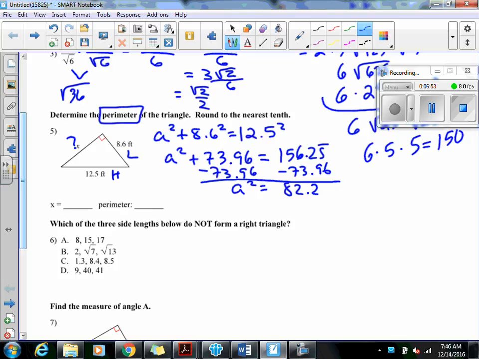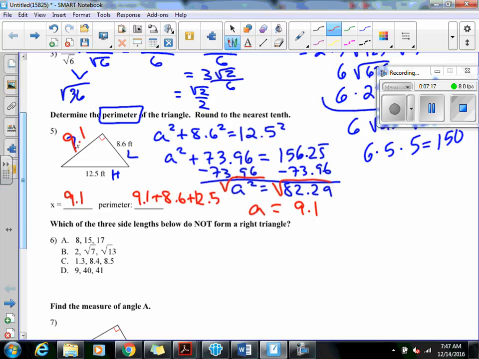82.29. And then you have to, some people forgot to take the square root of both sides here. When you do that, that's how you get the 9.1. So you do have to take the square root of both sides to get 9.1, which goes here. So this is 9.1. And then to get the perimeter, you're going to do 9.1 plus 8.6 plus 12.5, and you get 30.2.